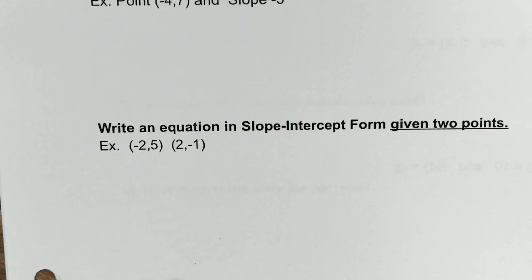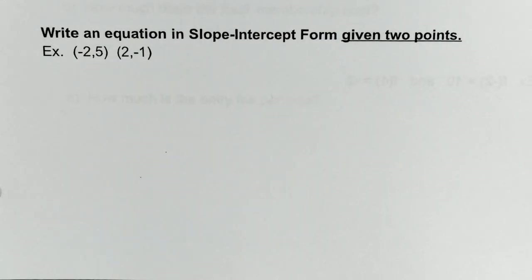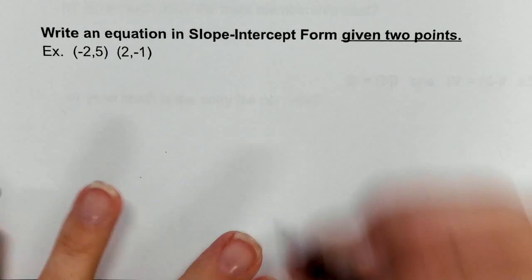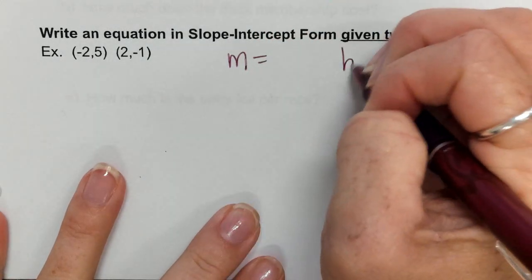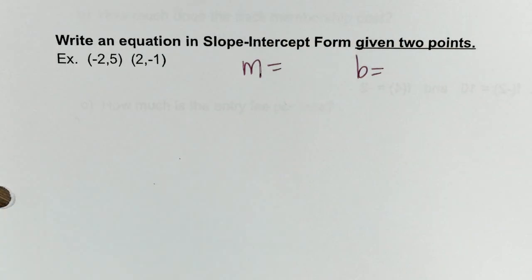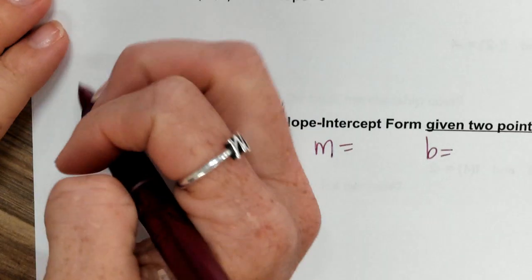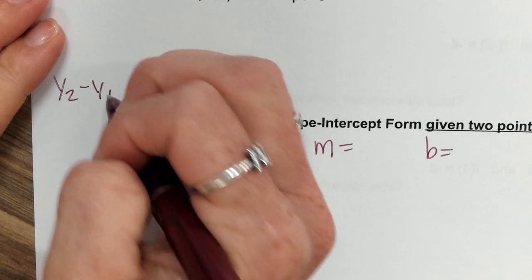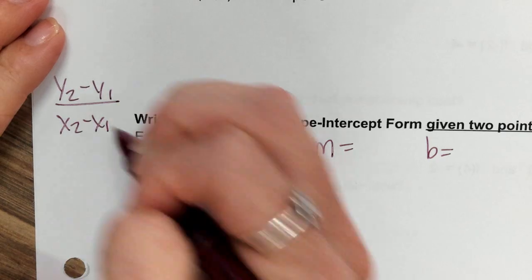All right. Skip down. So this is from Thursday exactly. They want you to write an equation given 2 points. Well, to write an equation, you need 2 pieces of information. What do you need? An m and a b. They did not give you the m, so what are you going to have to do first? The slope formula. Write it down. y2 minus y1 over x2 minus x1.